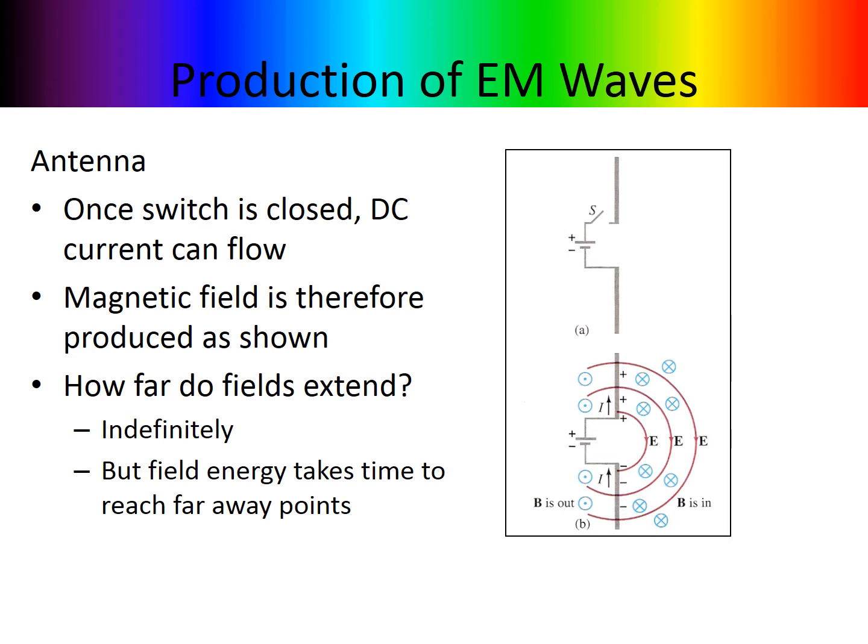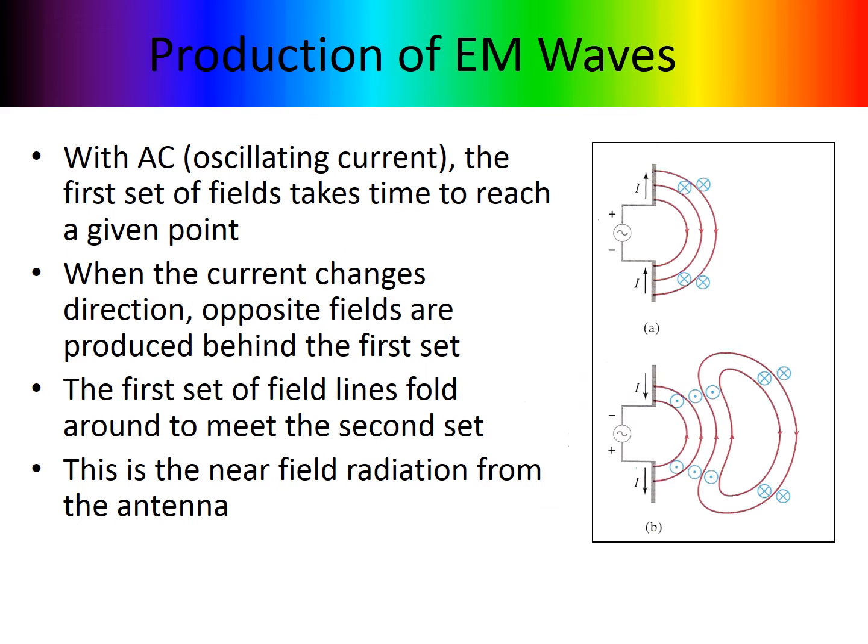So these fields extend indefinitely, but they get weaker the further away we get from the antenna. Now, if at some time later the current changes direction, such as with an oscillating current, we can see that the electric field and the magnetic field now take opposite directions as well. But the original energy has traveled outward a bit and is still present. And so the original field lines fold around to meet the second set, the new set of field lines. And what we're left with is a wave of energy that's traveling outward from this antenna.